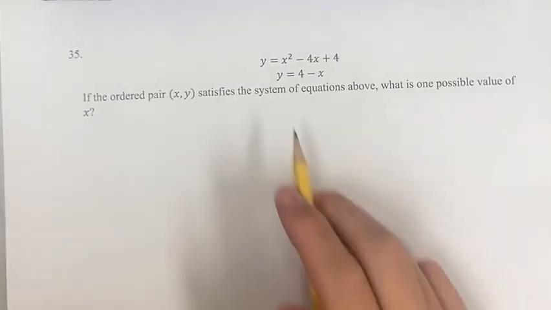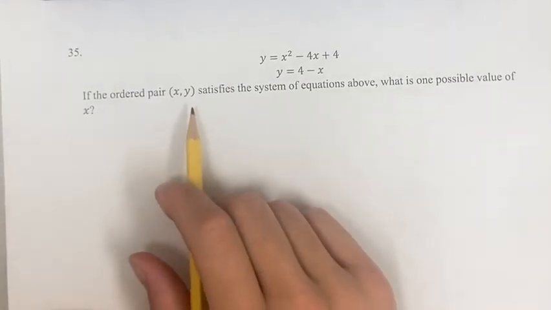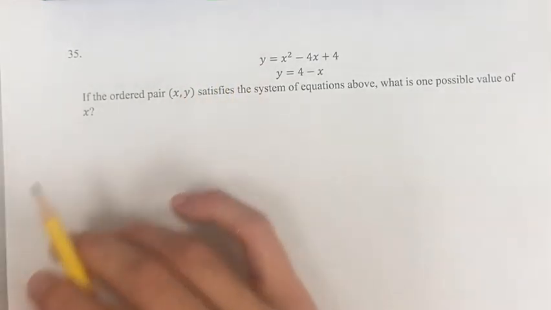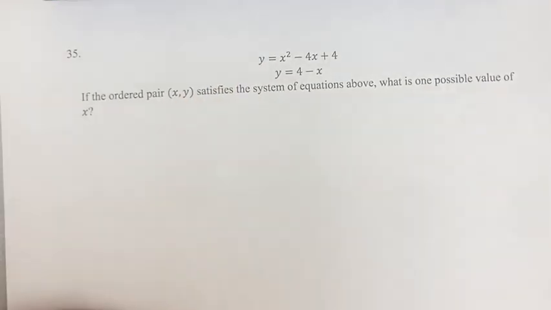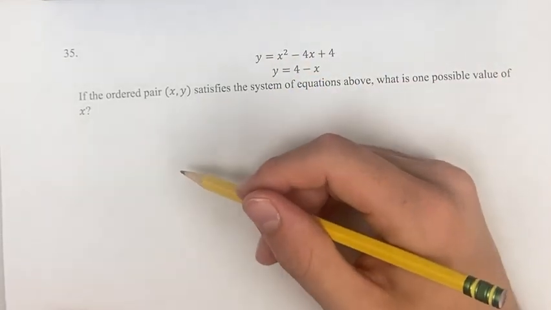In this problem, we have this system of equations, and we're asked if the ordered pair xy is the solution, what is one possible value of x? So we can use substitution or elimination when we're dealing with systems of equations.